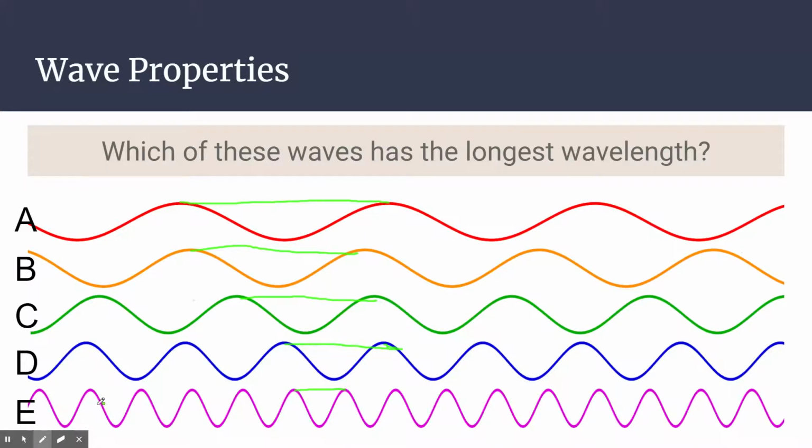Okay, so if I'm looking at these waves, I'm just looking to see which one has the longest wavelength, which is going to be A, because these waves are much farther apart than any of these others, but especially like, for example, E, much farther apart than these waves. The length of this wave is much longer than the rest of the waves, and so that has the longest wavelength.